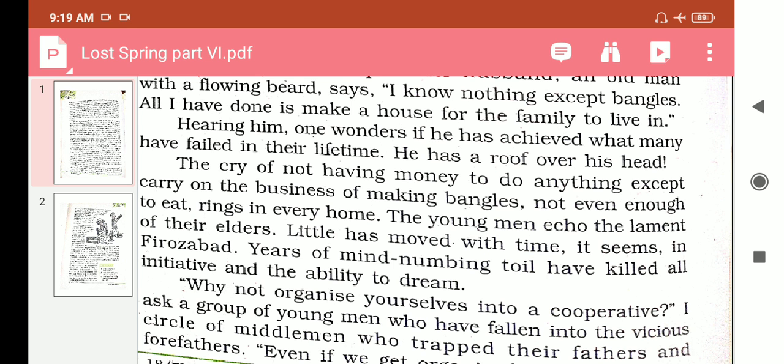Dear students, in these lines, the writer says the problem was prevalent in all the homes which carried on the profession. The profession was to make the bangles. They did not know anything else other than bangle making, and it did not even provide them enough to eat. The young men who had entered the traditional profession also had the same complaint.